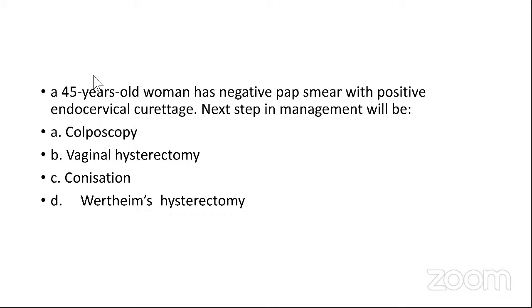Excellent, excellent, Bhargavi. So the answer for this will be conization. So why? Let's understand that also. When you have a negative pap smear, that means pap smear is not abnormal, so it is not a lesion of the ectocervix. When you have a lesion of the ectocervix, you can do colposcopy. By colposcopy, your magnification will be 2x to 40x. But however much you magnify, you will be able to see the ectocervix and transformation zone and very little of the endocervix. Upper two-thirds of the endocervix you can't visualize on colposcopy.